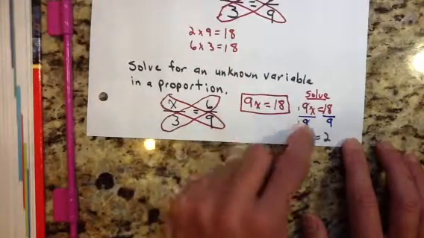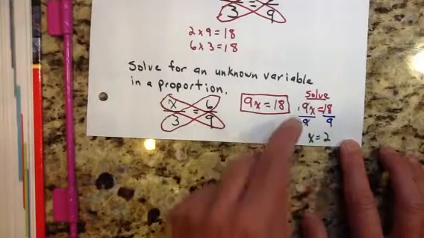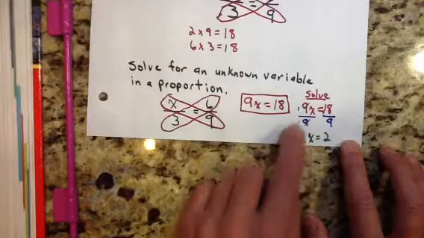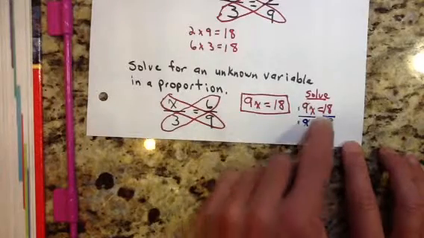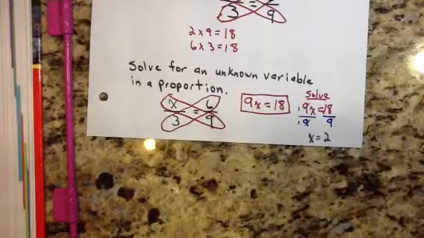So to get it alone, I do the opposite. Divide by 9. Divide the other side by 9. Okay, and this reduces to 1. X is alone now. 1 times x is x. And 18 divided by 9 is 2. Okay, so let's do some practice problems.